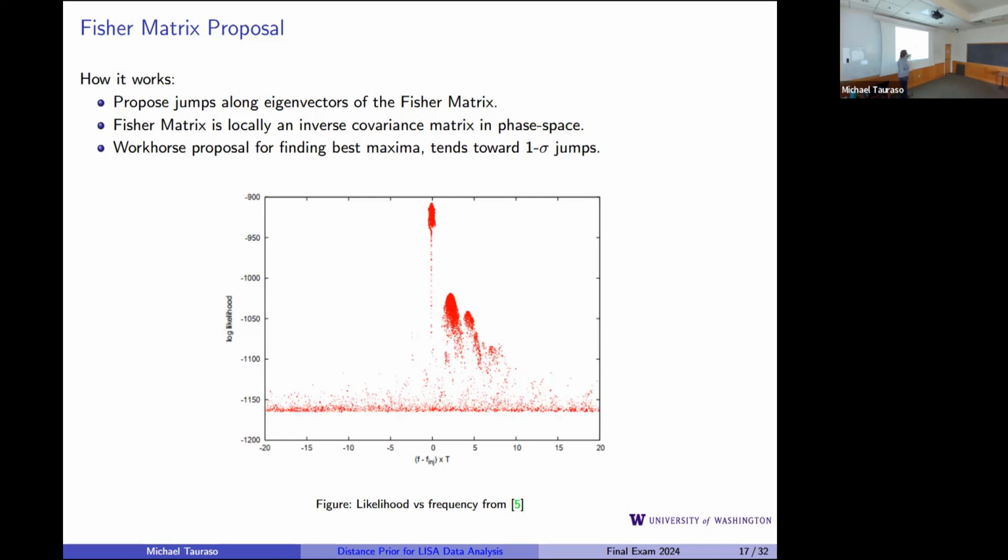And this is an illustration from one of Tyson's papers showing what the shape of this is, where there are multiple maxima that are near each other, where this is the maxima for the actual injected source. And those 1 sigma jumps tend to either jump you from one of these Gaussians to another one, or they jump you from the edge of the Gaussian more towards the center. So they generally improve your estimate if you're nearby one of these things.